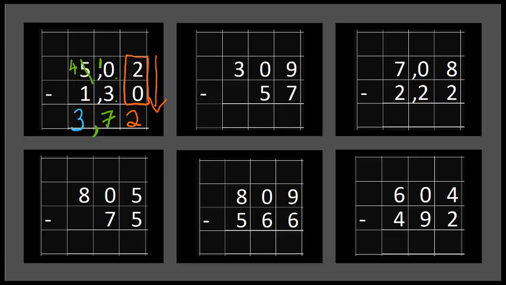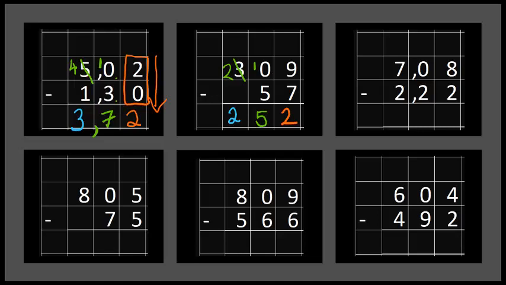Okay, let's do the same thing in the next sum. 309 minus 57. So 9 minus 7 is going to be 2. You can check. And then 0 minus 5 I cannot do because I cannot take anything away from 0. So I have to go borrow. I'm going to borrow from the 3. 3 becomes 2 and 0 becomes 10. So 10 minus 5 is 5 and 2 minus nothing is 2. And that's our answer for the second question.